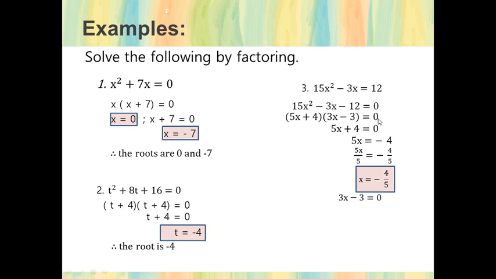Next, 3x minus 3 is equal to 0. Solving for the linear equation, we have 3x is equal to 3. Divide both sides by 3. Therefore, x is equal to 1. x is equal to 1 and x is equal to negative 4/5 are both real solutions of the equation 15x squared minus 3x is equal to 12, because if they are to be substituted to the original equation, it would result to a true mathematical statement.